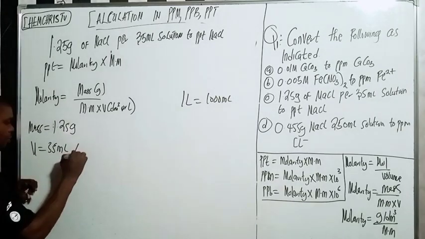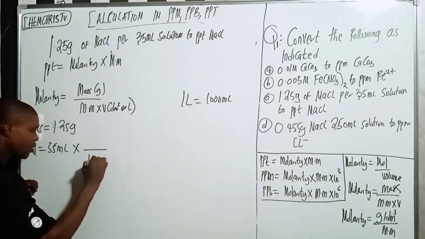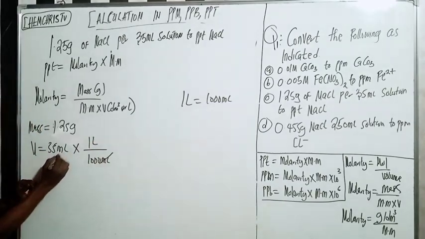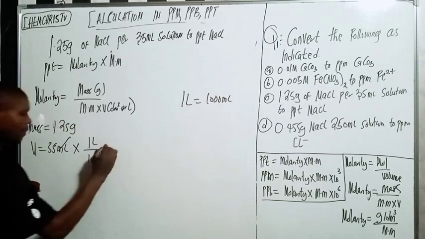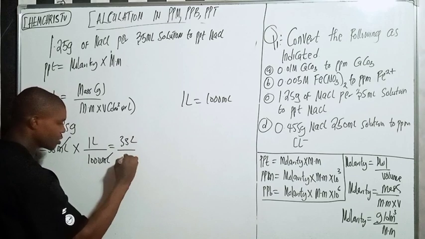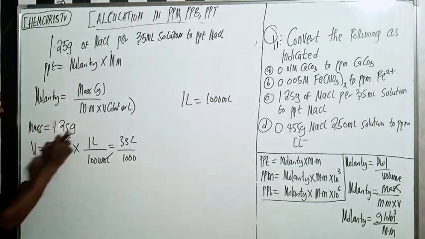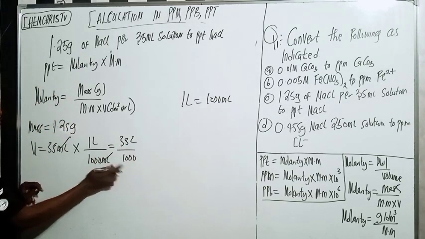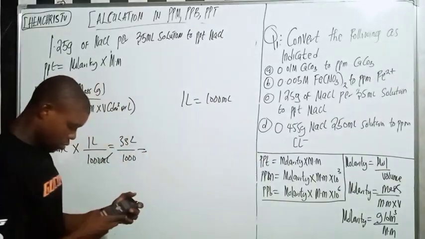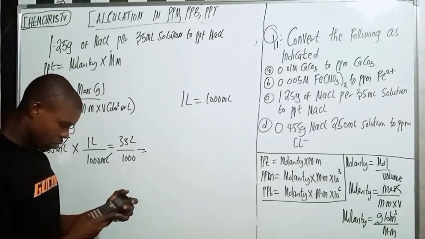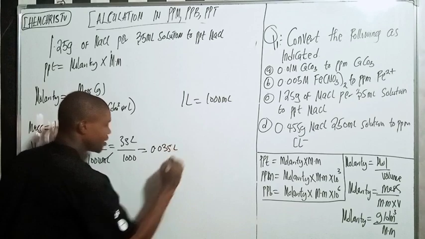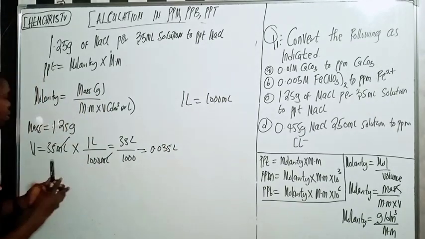So what I got to do here is multiply by 1 liter over 1,000 mL. Do you know the reason why I wrote mL? Because I have mL here. So what am I going to get? I'm going to have 35 liter over 1,000. How do I get this? 35 times 1 liter, so you have 35 over 1,000. What is the answer? You have 0.035 liter, right?